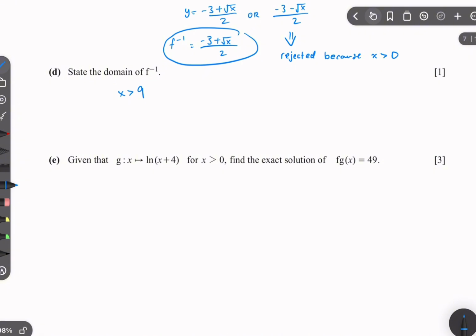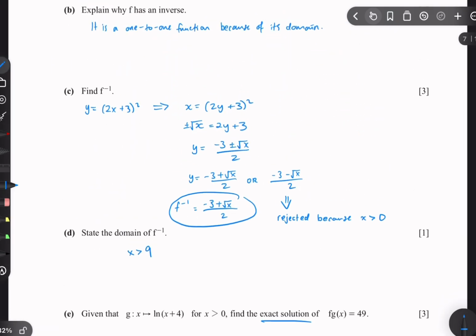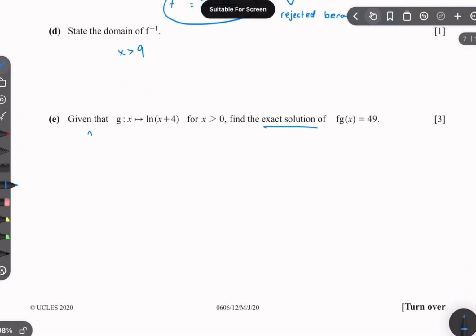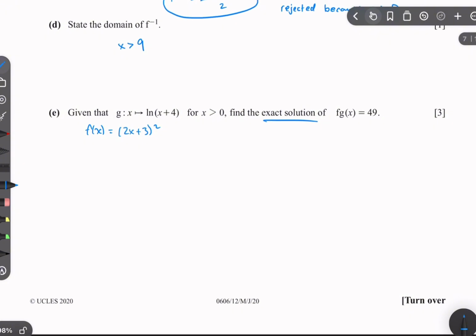Part E, given that g(x) is ln x plus 4 for x is larger than 0, find the exact solution of fg(x) is equal to 49. Okay, so we know f(x) is equal to (2x plus 3) squared. And then g(x) is in the question. We just sub g(x) into the x value of f(x), and that is equal to 49.